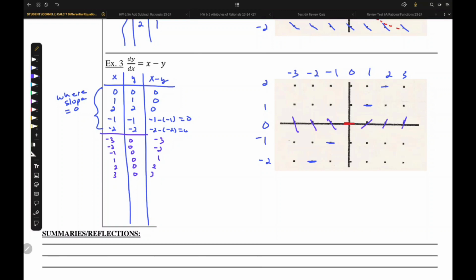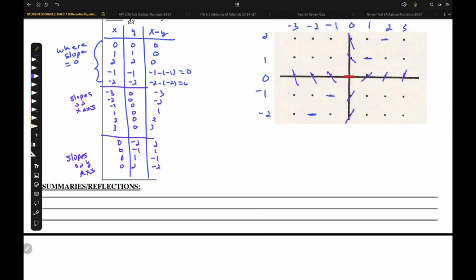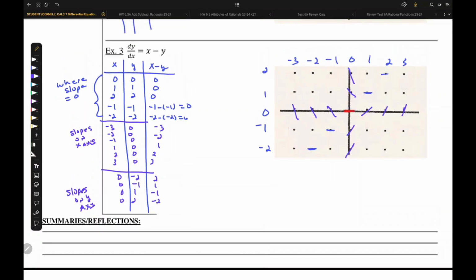So we did the x-axis. We did the places where the slope is equal to 0. I want to pause the video, and I want you to do the y-axis, and then start the video, and we'll talk about what's next. All right, so we found the points on the y-axis, and I've got that right here. We sketched those in.